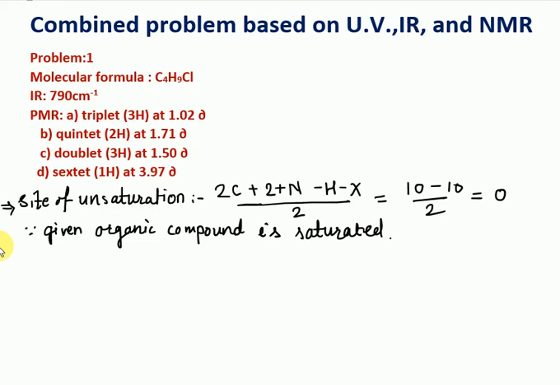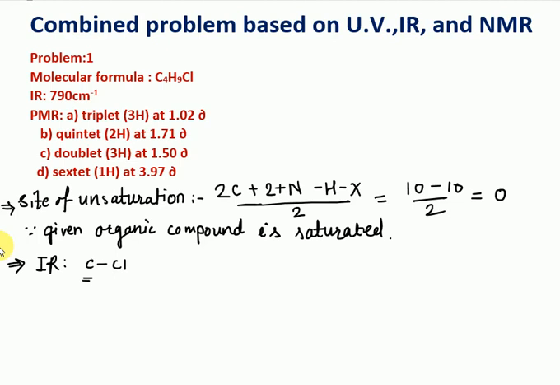Now let's see if any UV value is there. No UV lambda max is given here. Second is the IR value. Only a single IR value is given, which is at 790 per centimeter. The 790 per centimeter value indicates the presence of carbon and chlorine. This 790 per centimeter is the stretching value of the carbon-chlorine bond, so it indicates the presence of a carbon-chlorine bond.